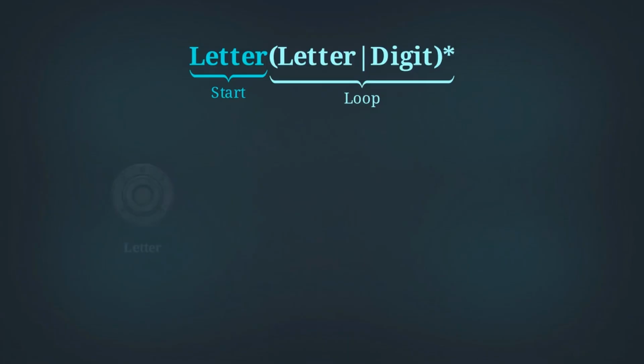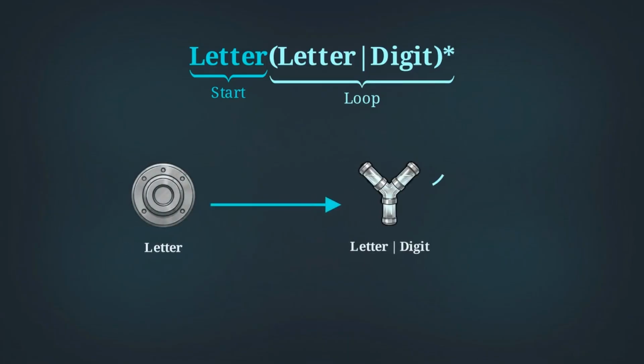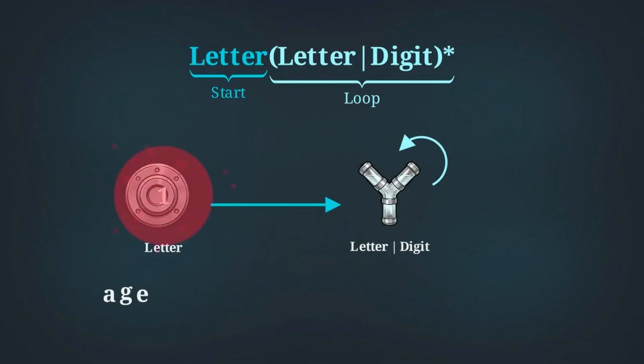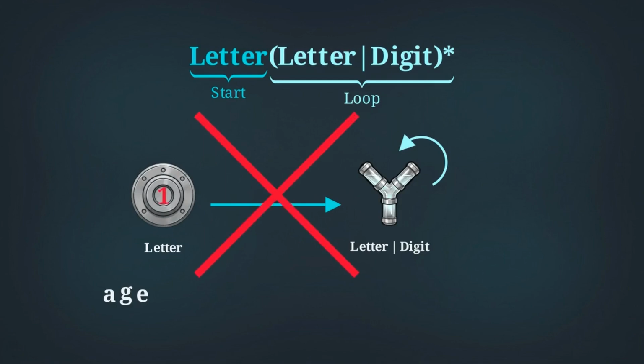It must begin with a letter, concatenated with a Kleene star loop containing letters or digits. This syntax tree shows the rule. As age99 passes, A clears the first letter node. The loop then accepts G, E, 9, and 9. With an invalid variable like 1age, red error particles trigger instantly. Because 1 isn't a letter, the process is rejected.